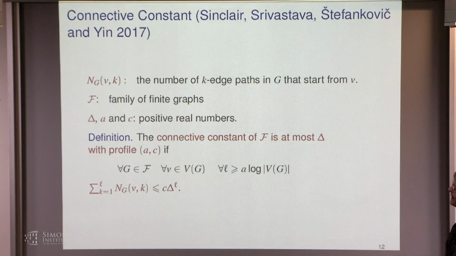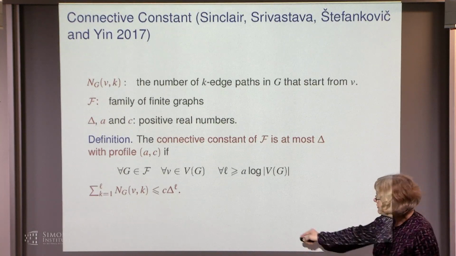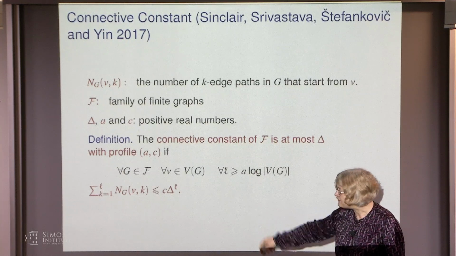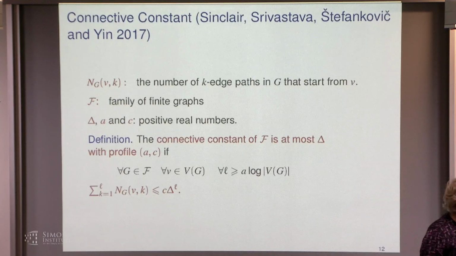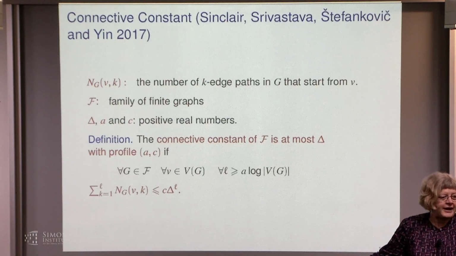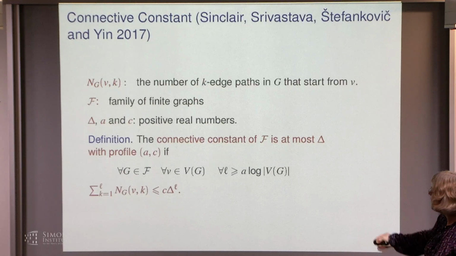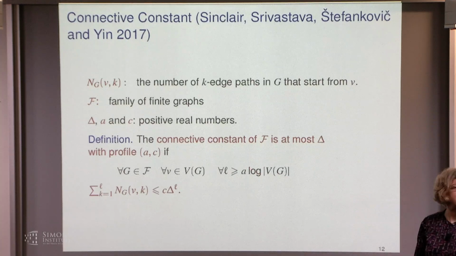Now the connective constant is almost that: summing how many self-avoiding walks there are up to some length L and demanding that it be about delta to the L. The only difference is that we don't care about short walks. You could have a vertex of degree n. Who cares? That would have a whole lot of walks of length 1, but we're only going to start counting once L gets to about log n.